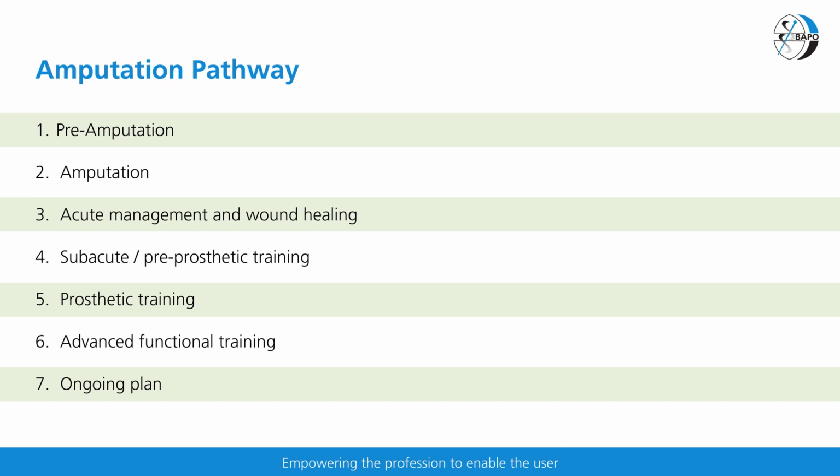From the time an amputation occurs, there is a standard pathway that all amputees undertake as part of their prosthetic journey, which includes 7 key phases. These time frames will vary depending on the amputation, comorbidities, and adaptation to the prosthesis. Here is a basic overview of the 7 phases.